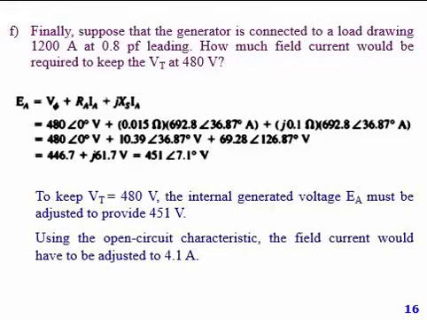Using the open circuit characteristics, which is OCC, as shown in the diagram, the field current would have to be adjusted to 4.1 ampere. You can easily see that at 450, somewhere 451 volts, the current would be around 4 or 4 point something.